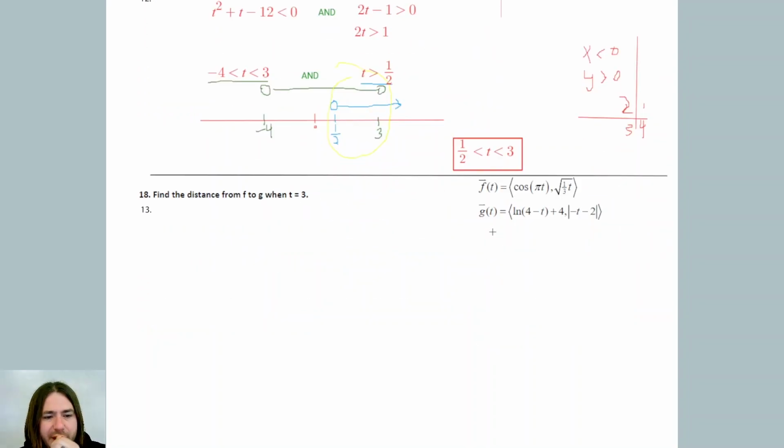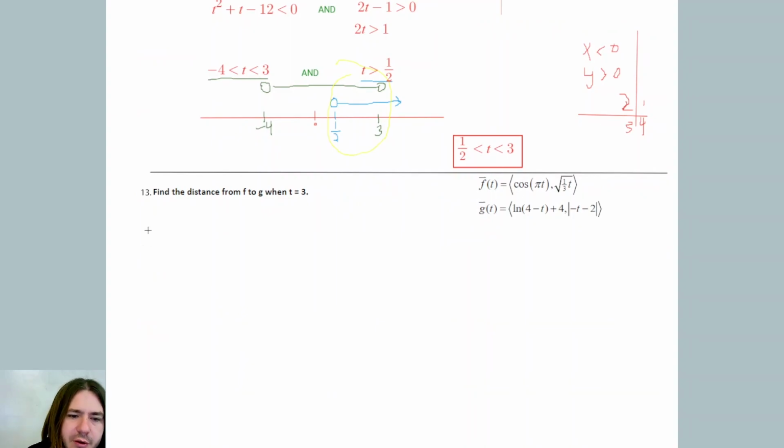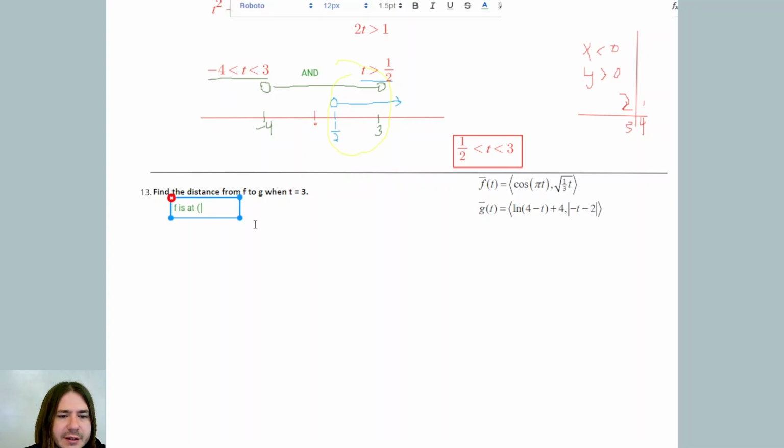All right, last problem here. Find the distance from f to g when t is 3. Okay, so let's first figure out where these objects are when t is 3. What we need to do is plug in 3 for t and see where f and g are. So f is at some point when t is 3, and g is at some point when t is 3.